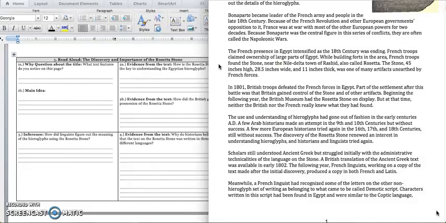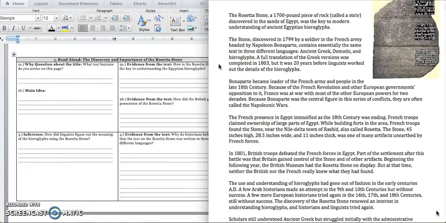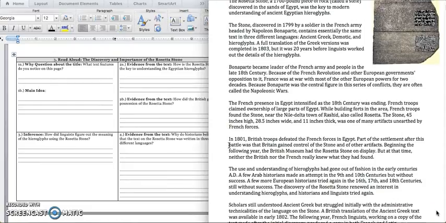French troops claimed ownership of large parts of Egypt. While building forts in the area, French troops found the stone near the Nile Delta town of Rashid, also called Rosetta. The stone, 45 inches high, 28.5 inches wide, and 11 inches thick, was one of the many artifacts unearthed by French forces. Okay, so far, the article has told us how the French discovered the Rosetta Stone. We haven't learned how the British got it yet. Let's keep reading.